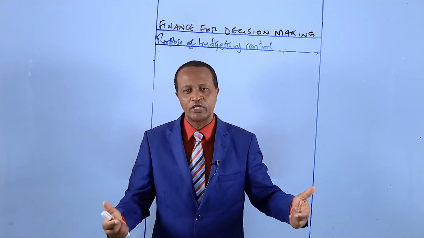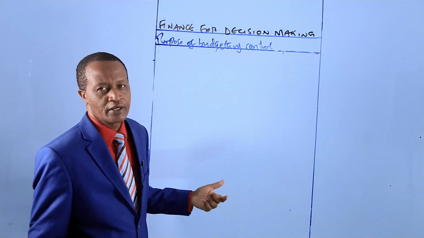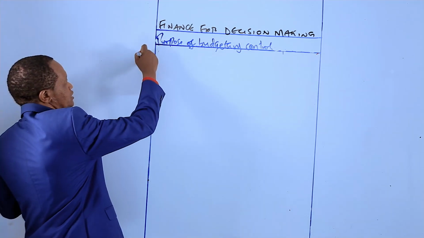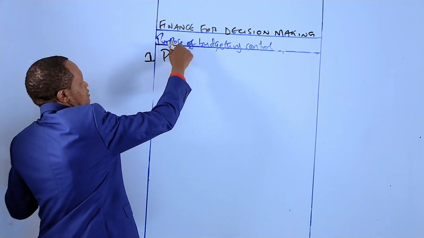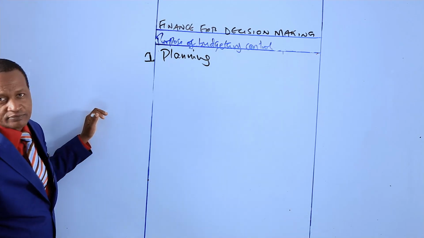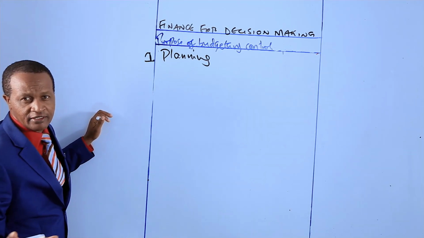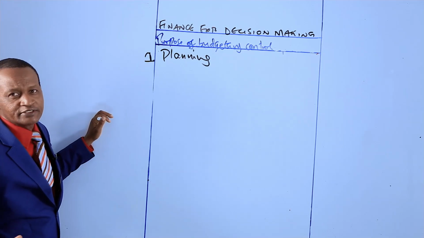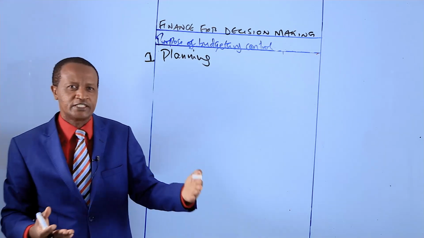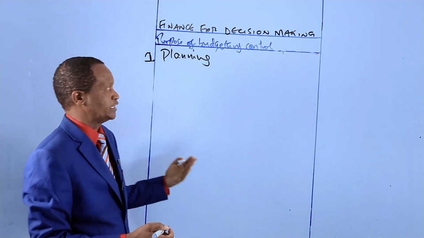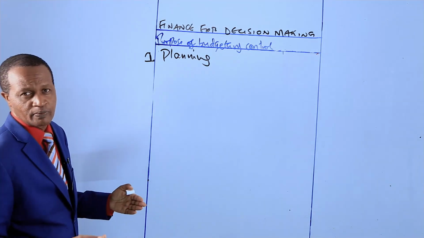So the question now is, what is the purpose of budgetary control? Now, one purpose of budgetary control is planning, formalizing and quantifying management's financial plans and objectives for future period is the objective or the purpose of budgetary control.